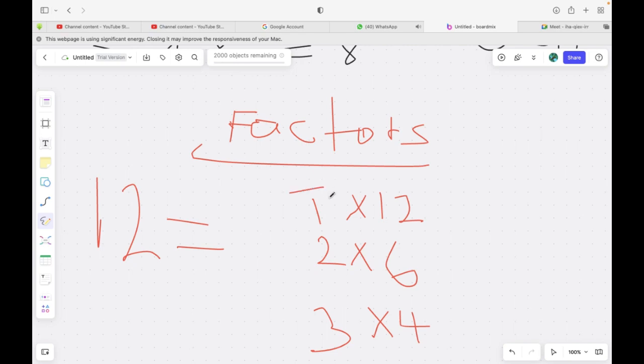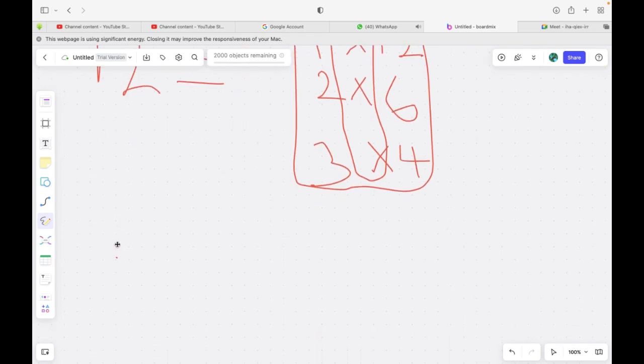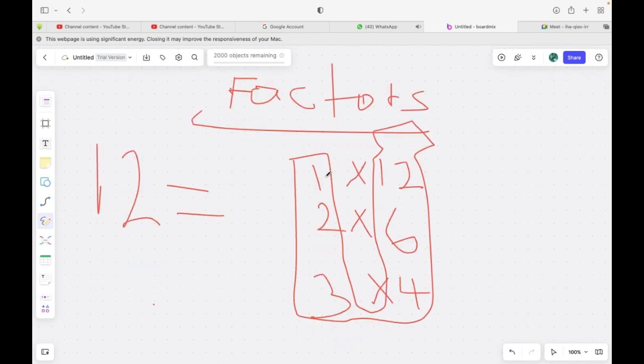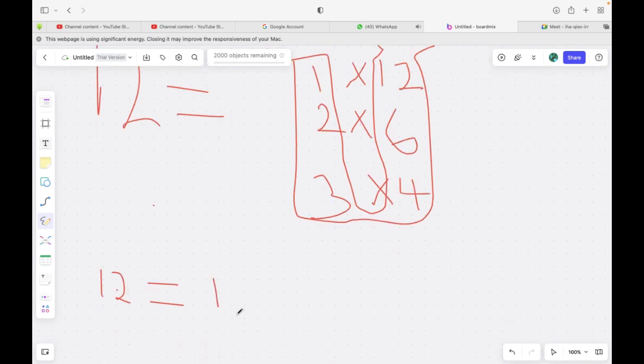Now let's itemize them and write the factors of 12 out. The factors of 12 will be equal to what? The first factor is 1. We're not talking about prime factors, only factors. So the first factor of 12 is 1, comma. The next factor is 2. The next factor is 3. We're not going to repeat a number twice. The next factor is 4. The next factor is 6.